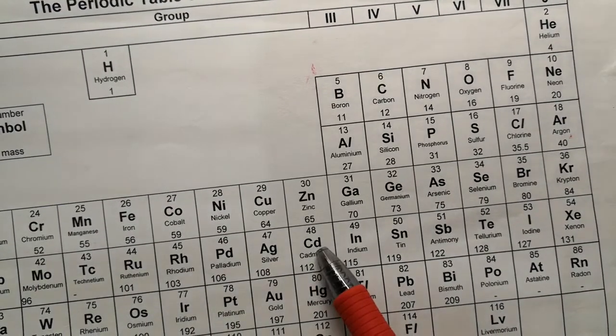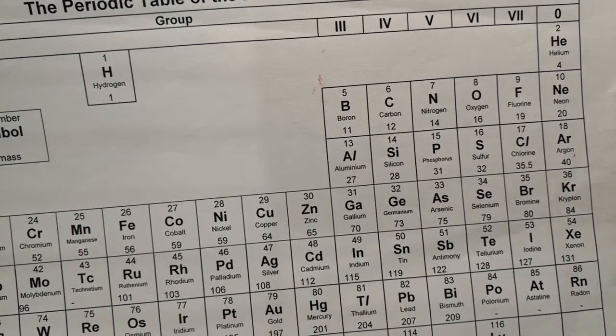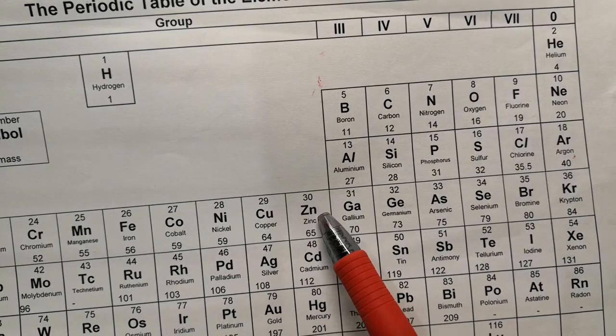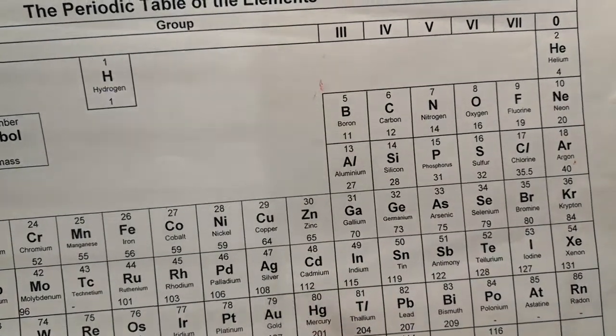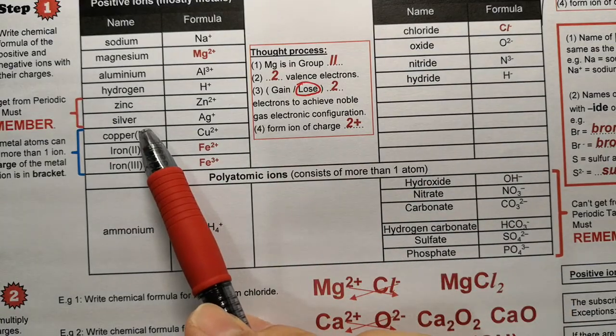Now, how about all this: cadmium, gold, mercury? All these, they are not in the syllabus. No need to bother about their charges. So zinc, remember 2 plus, Zn2+ zinc ion, silver ion, Ag+. Must remember.